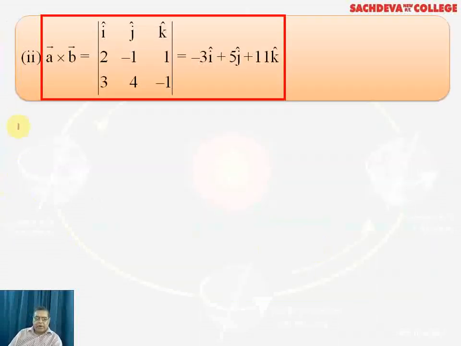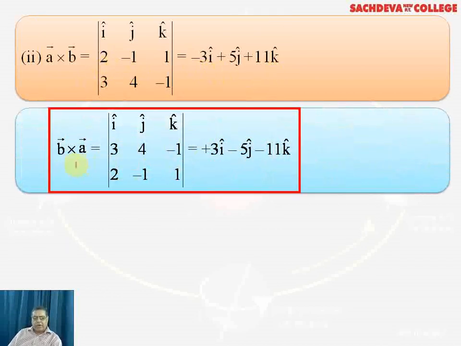For the cross product of A and B, again the determinants are applied and we got the value minus 3i plus 5j plus 11k. For the cross product of B and A, again with the help of the determinant, we find that the signs change. Earlier it was minus 3i and now it is plus 3i. Earlier it was 5j, now it is minus 5j. Earlier it was plus 11k and now it is minus 11k.